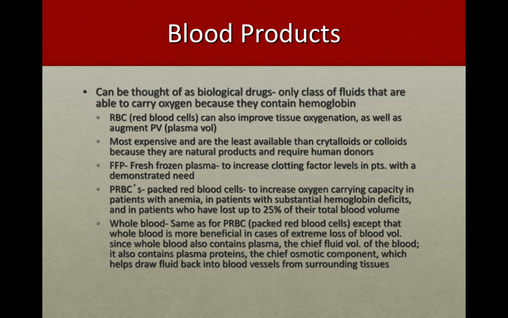And then whole blood is very similar to packed red blood cells, except that whole blood is more beneficial in cases of extreme blood volume loss, since whole blood also contains plasma, which is the chief volume of the blood. It also contains plasma proteins, the chief osmotic component, which helps draw fluid back into blood vessels from surrounding tissues. So that's the difference. Where packed red blood cells are just red cells with a lot of hemoglobin in them, whole blood has packed red blood cells and plasma in it.